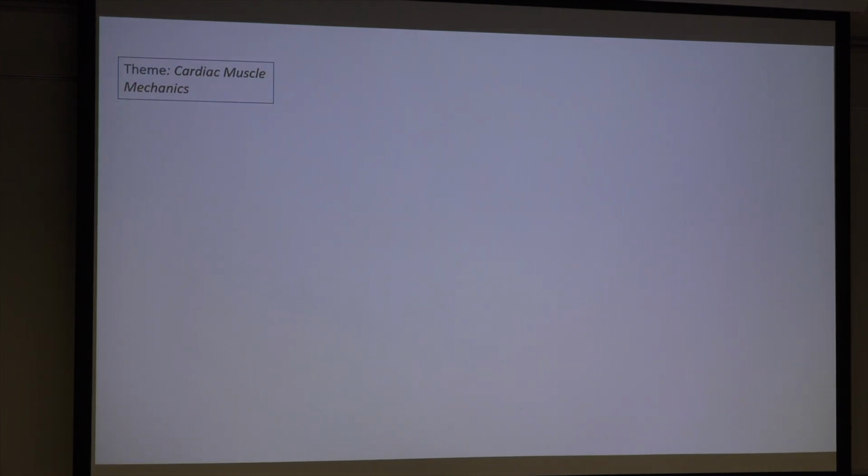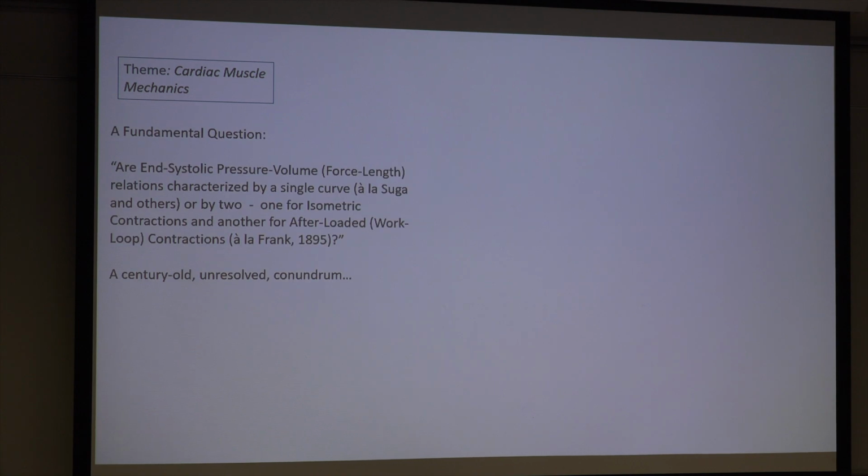Now we're going to leap backwards in terms of themes and go from the full Monty, that is thermodynamics, just back to mechanics. And this is good stuff. So wake up. The fundamental question, which has been around since 1895: when a heart reaches the end of its shortening and is about to relax, it's reached the end systolic line. That's the end of systole, and diastole is about to start. Same thing with an isolated trabecula.